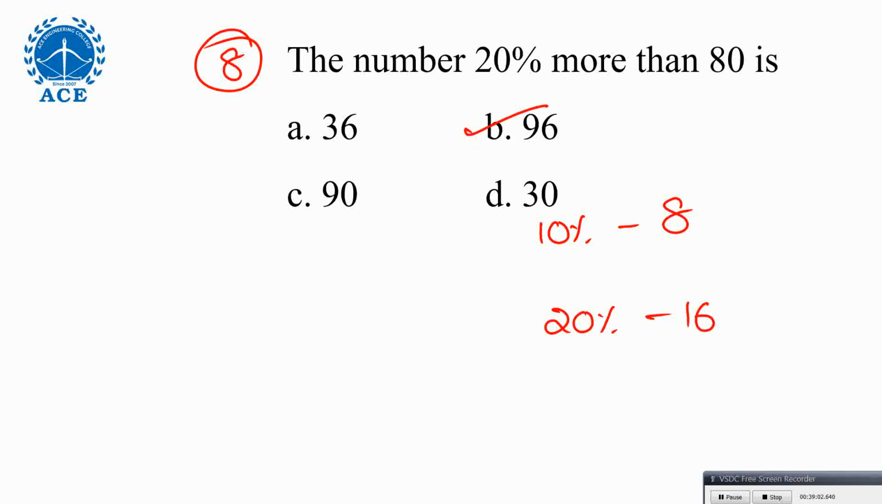96. 20% more than 80. Okay. For 80, 10% more means 8 extra. 20% more means 16 extra. So 80 plus 16 is 96.